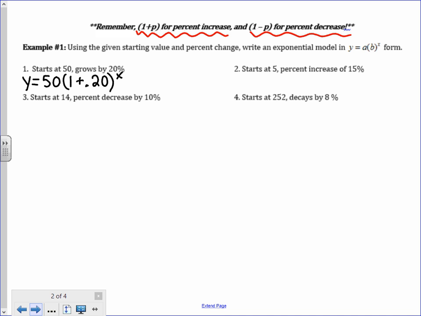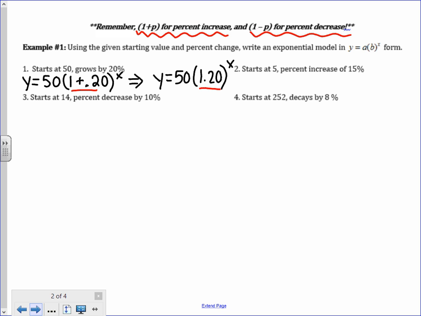You can definitely leave your equation written like that, but if you want to simplify it, you can write this equation as y equals 50 times 1.20 to the x. It's the exact same thing, just written without the plus sign. All I did was simplify what's inside the parentheses.